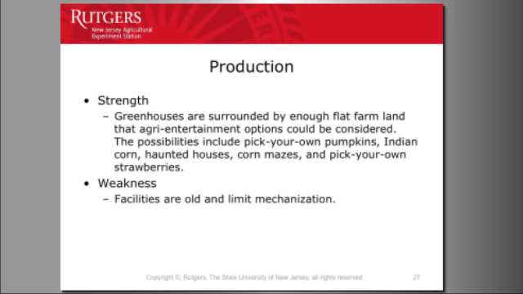Production. A strength is they're surrounded by enough flat land that agri-entertainment options are possible, and they could be considered, including pick-your-own pumpkins, Indian corn, haunted houses, corn mazes, and things like that. That's not generally just greenhouse, but yes, we see more and more combinations of those in direct marketing businesses. And the weakness is facilities are old and they limit mechanization.